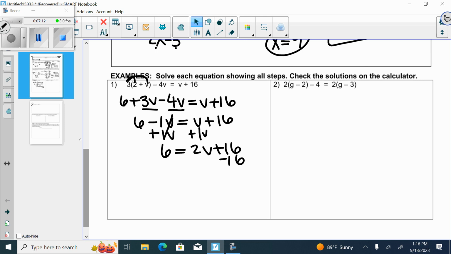Very good. Positive or negative? Negative 10. And then divided by 2v, so that'd be 5. Very good. We got to divide. Negative 5. Yes. So we do get negative 5. Nice.